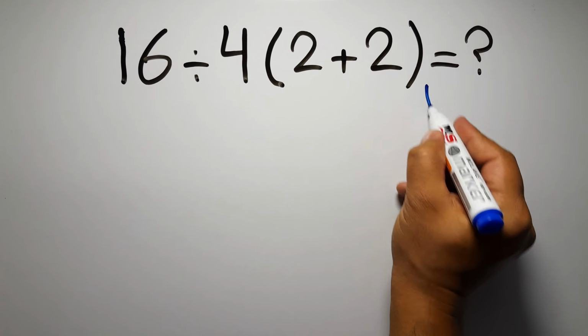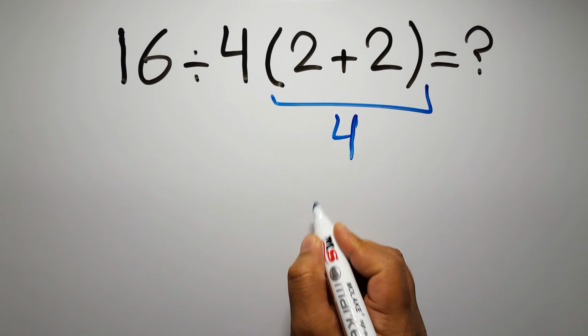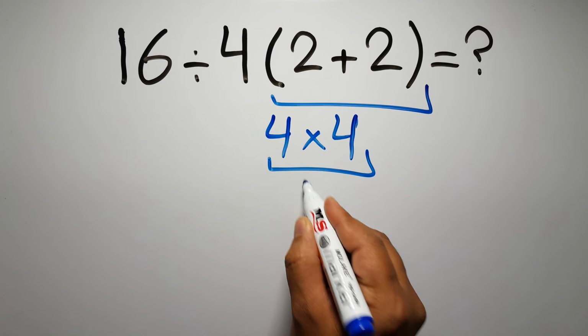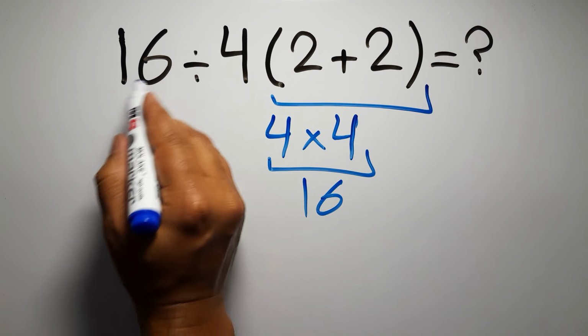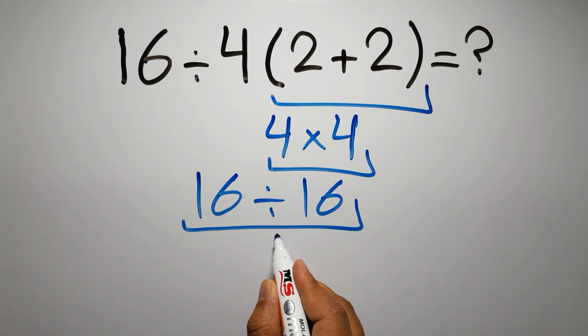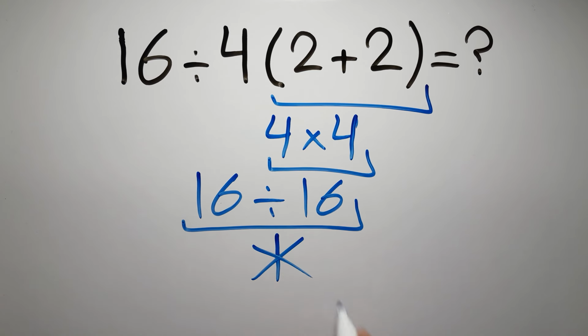2 plus 2 gives us 4. And 4 times 4 equals 16. So 16 divided by 16 gives us 1. But this answer is not correct.